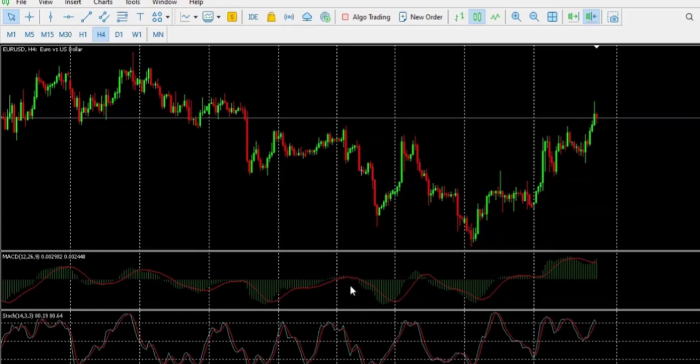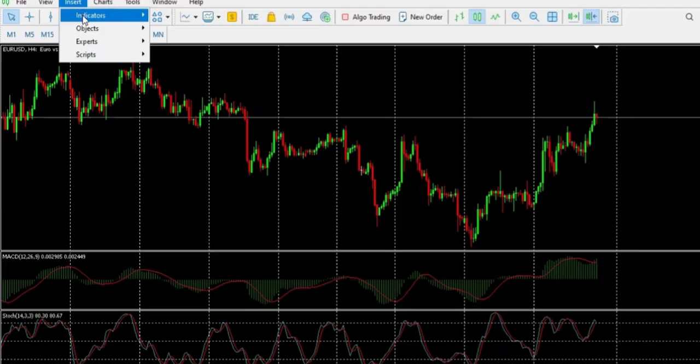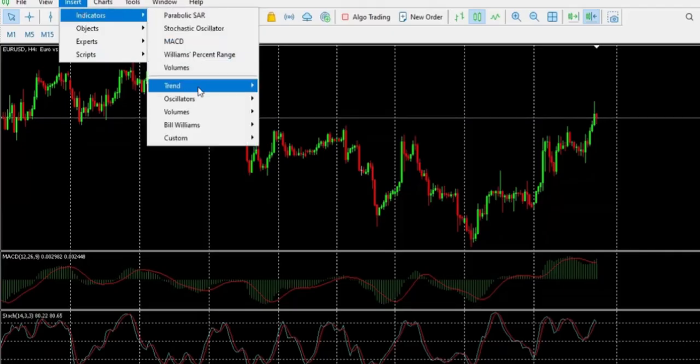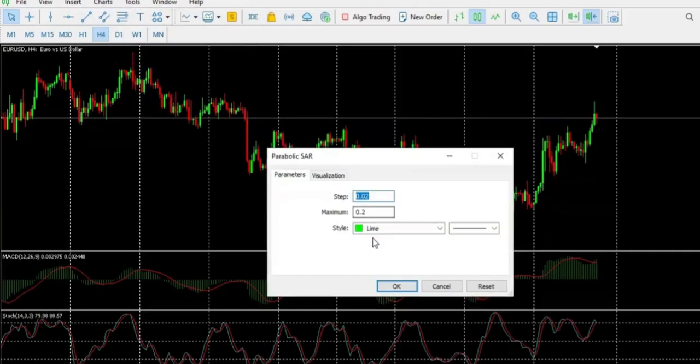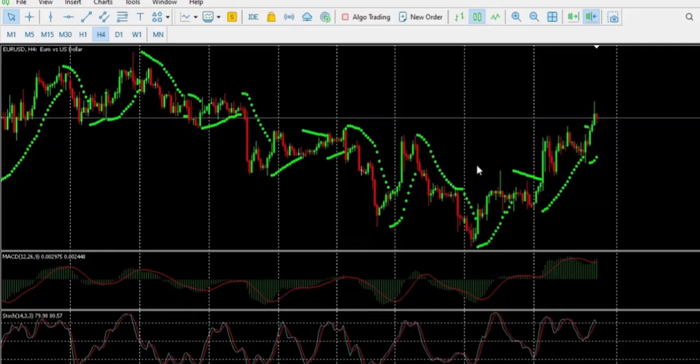Now I'm going to be making use of one final indicator, which is called the Parabolic SAR. I'm going to click on indicators and then I move over to the trend. So the Parabolic SAR is there. We're going to be using the default setting. Now, these are the dots printed on the charts. So this strategy is very simple.